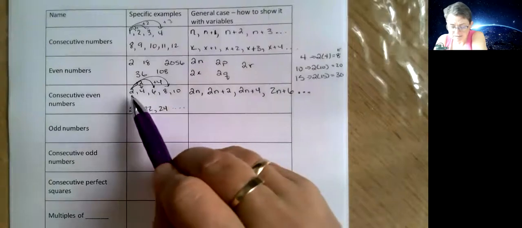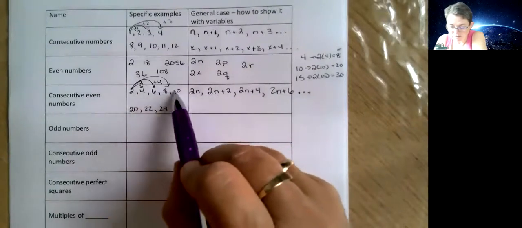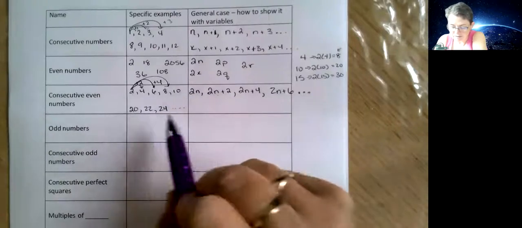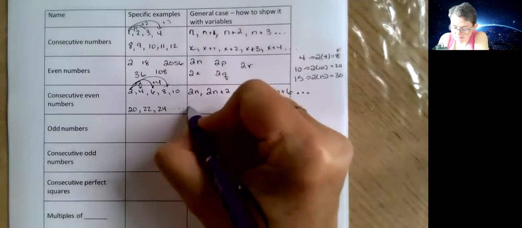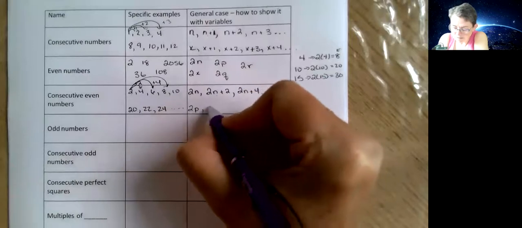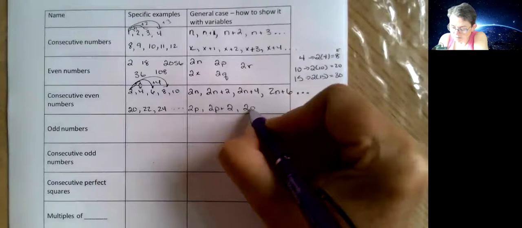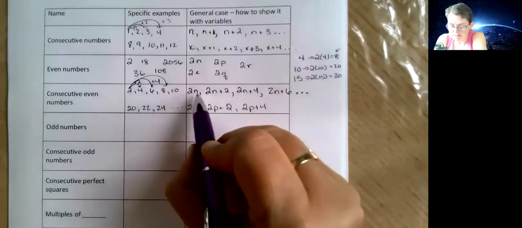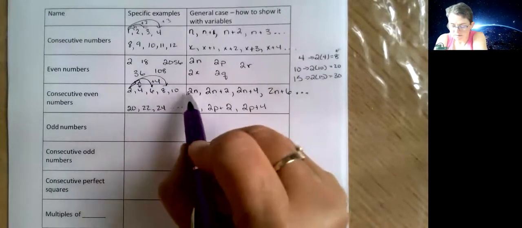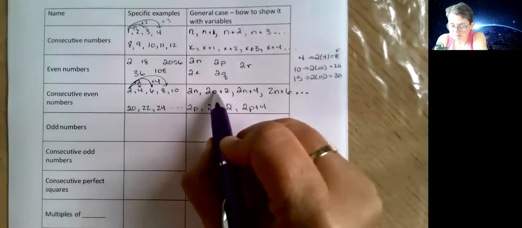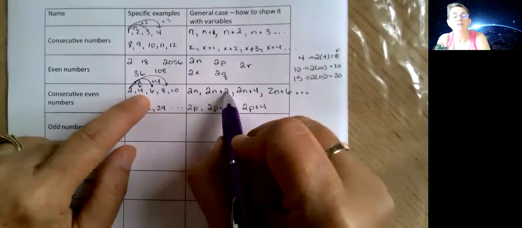So because all of these numbers depend on where we started, we keep using the same variable, right? So if we started with this one, it'd be 2p, and then 2p plus 2, 2p plus 4. So in this case, it was like 1. So 2 times 1 is 2. 2 times 1 is 2 plus 2 gives you the 4. 2 times 1 is 2 plus 4 gives you 6, right?